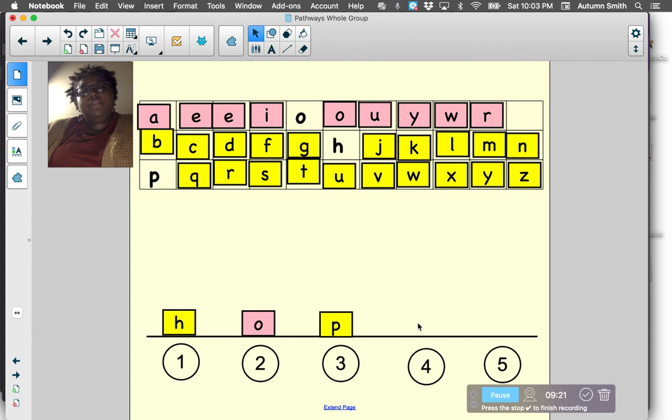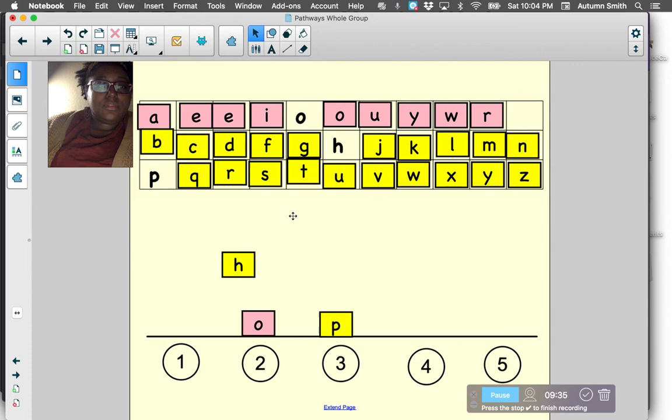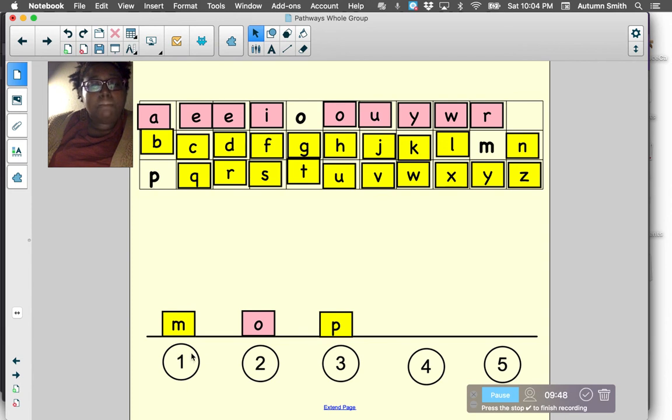Can you take off the letter that says H and put the letter that says mmm? H says h. M says mmm. Touch the letters and say the sounds. M, ah, p. Mop.